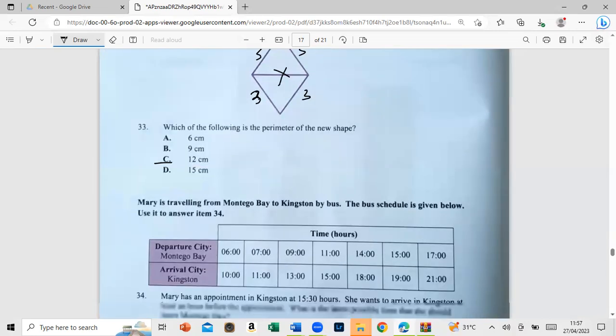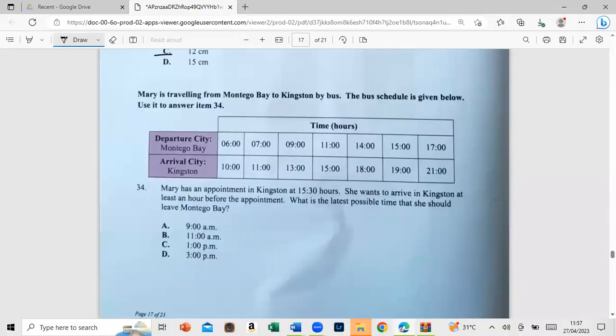Very nice question though. Mary is traveling from Montego Bay to Kingston by bus. The bus schedule is given below. So you leave at 6 o'clock, arrive at 10 o'clock, 7 o'clock, 11 o'clock, and so on. Mary has an appointment in Kingston at 15:30 hours, which is 3:30. Let me just put that. She wants to arrive in Kingston at least an hour before. So she wants to arrive at 2:30. What is the least possible time she should leave Montego Bay? So she wants to arrive at 2:30, right?